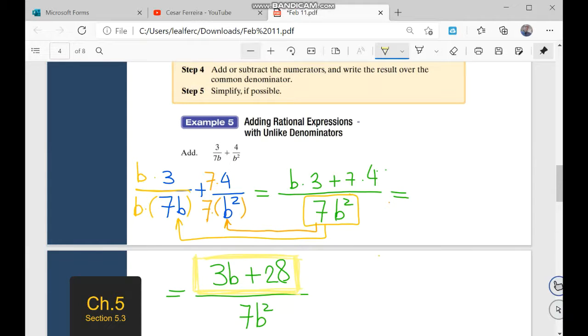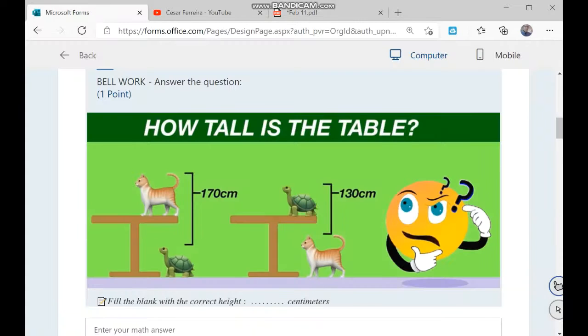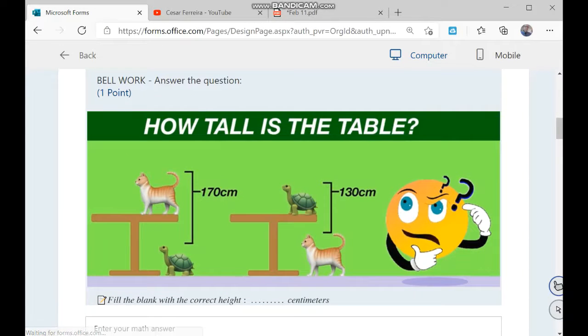But before, I need you to answer the bell work. Tell me, what's going to be the answer of this bell work? How tall is the table? And we have this little cat, this little turtle. How can you figure it out? Send me your messages now.